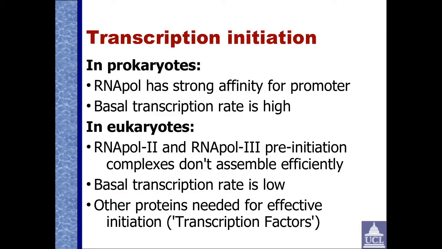So in prokaryotes, RNA polymerase has strong affinity for the promoter, and that means that the basal transcription rate is high. In eukaryotes, however, RNA polymerase 2 and 3 pre-initiation complexes don't assemble very efficiently. So the basal transcription rate is low, and other proteins, these transcription factors, are needed for effective initiation.